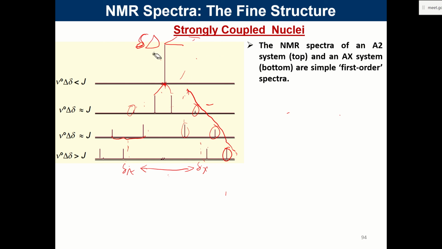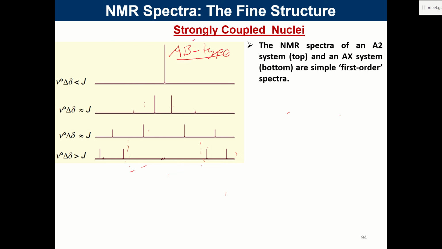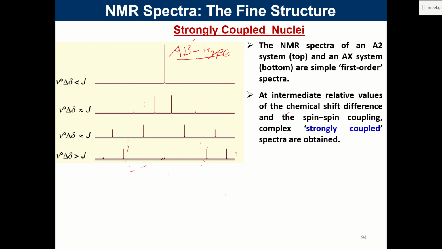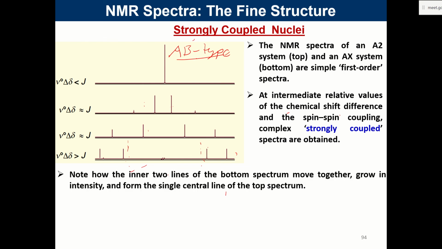So the top one, in other words, we can also say that this is a situation of AB type systems, when the two lines appear close to each other. So we are talking about chemical shift values which are almost equal, nearly equal. In such cases the spectrum becomes complex. We are not able to understand many things about this simply by looking at the spectrum in this way.